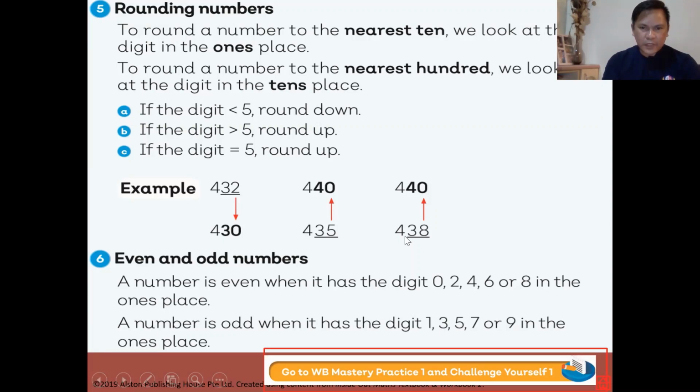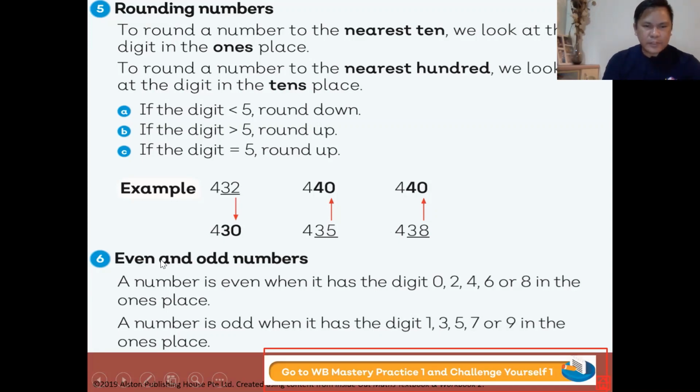If we round 438, the answer is 440. And if we round 435, the answer is 440, because 5 is the higher, and 5, 6, 7, 8, 9 should go up. So we change 3 to 4. Then here, you can see the number 8: if the digit is 5, 6, 7, 8, the number should go up, round up.